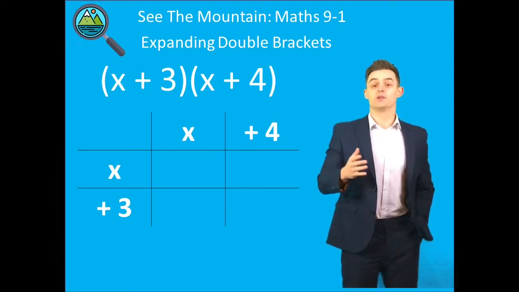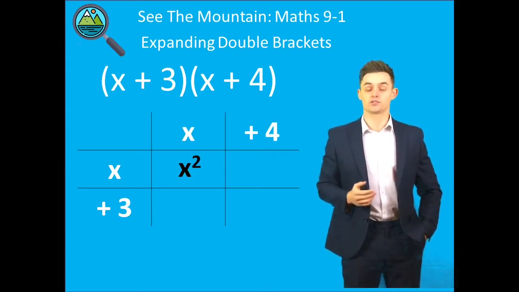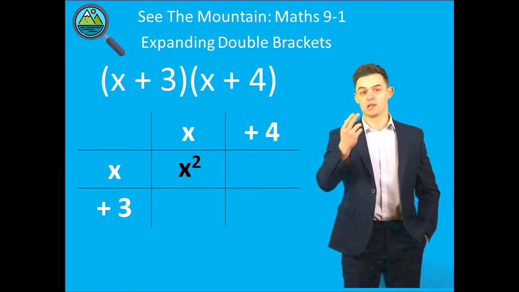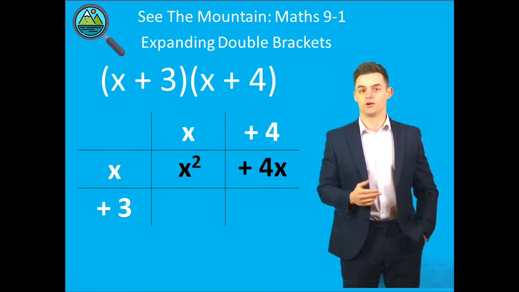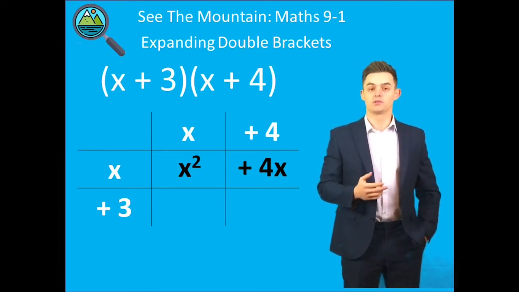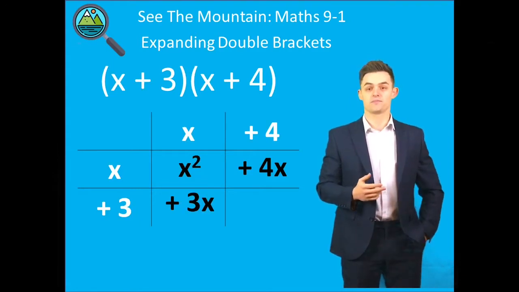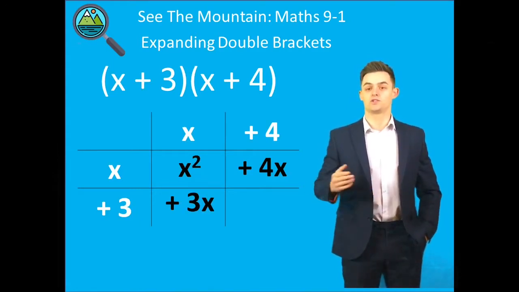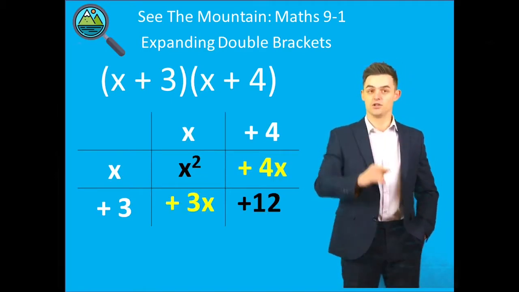Okay, so first thing we're going to do is x multiplied by x. X times x is x squared. Then we're going to do x multiplied by the plus 4, which is plus 4x. Then x multiplied by 3. That's plus 3x. Then finally in the bottom right, we're going to do the 3 multiplied by 4, and that is 12.